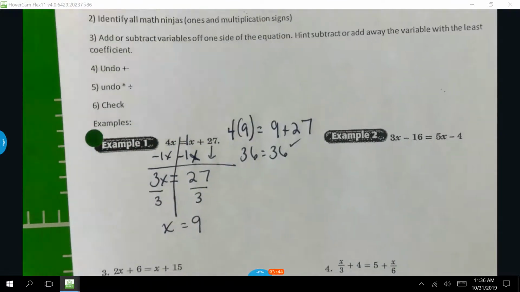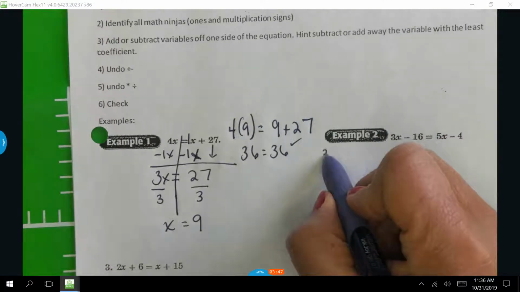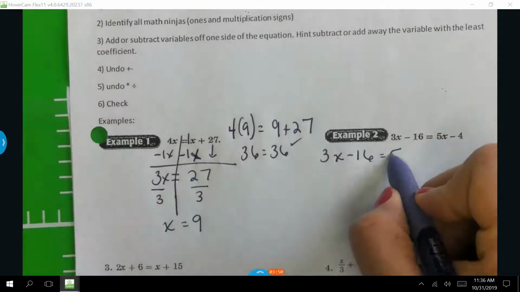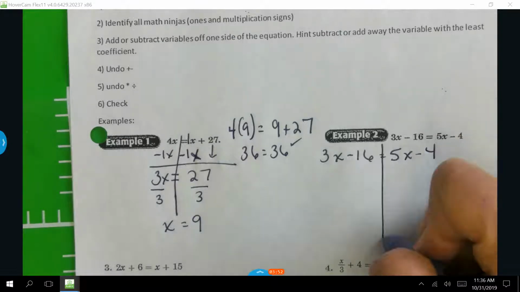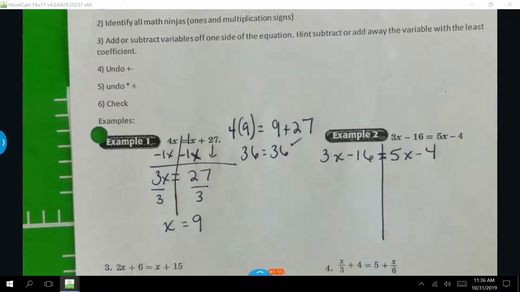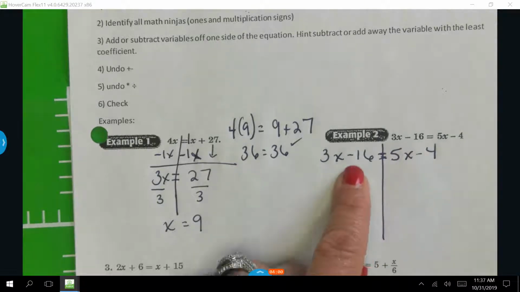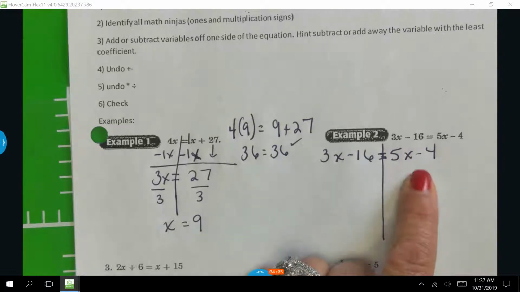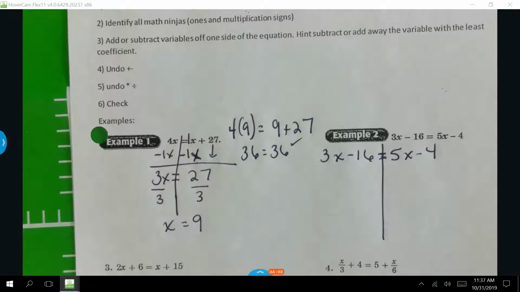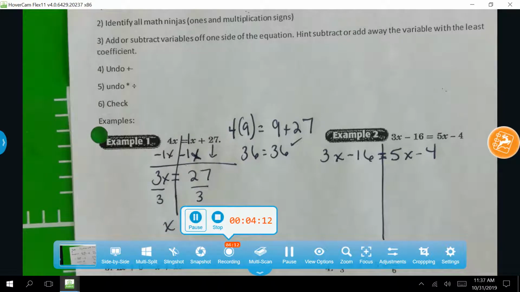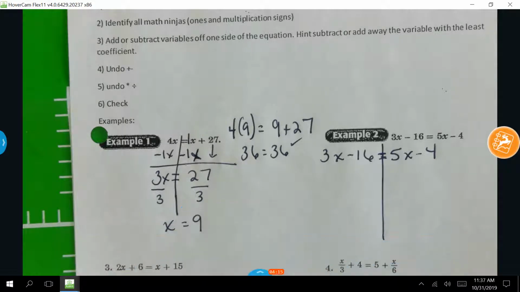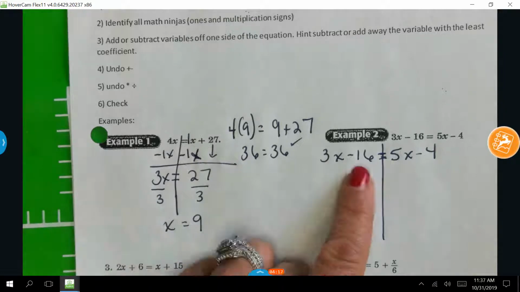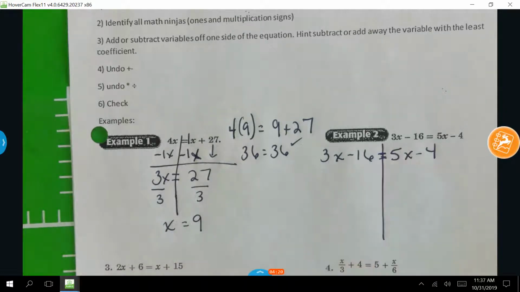Let's look at example 2. I'm going to write it over here. 3x minus 16 equals 5x minus 4. I'm going to draw my line. There are no math ninjas, but you do understand that this means 3 times x, and that means 5 times x. Is this 16 positive or negative? It's negative. And what about this 4? It's also negative. The 16 is negative, and the 4 has the subtraction, so it's considered to be a negative.